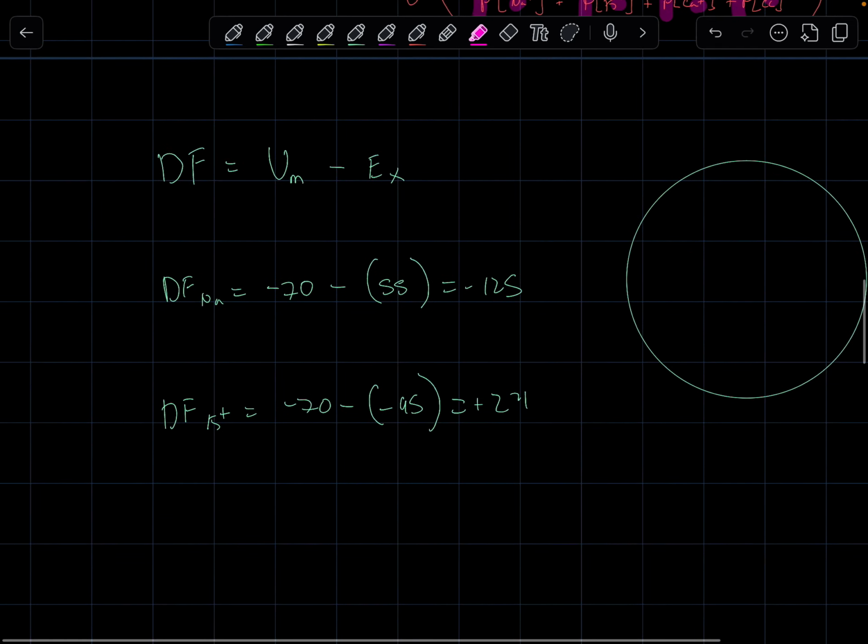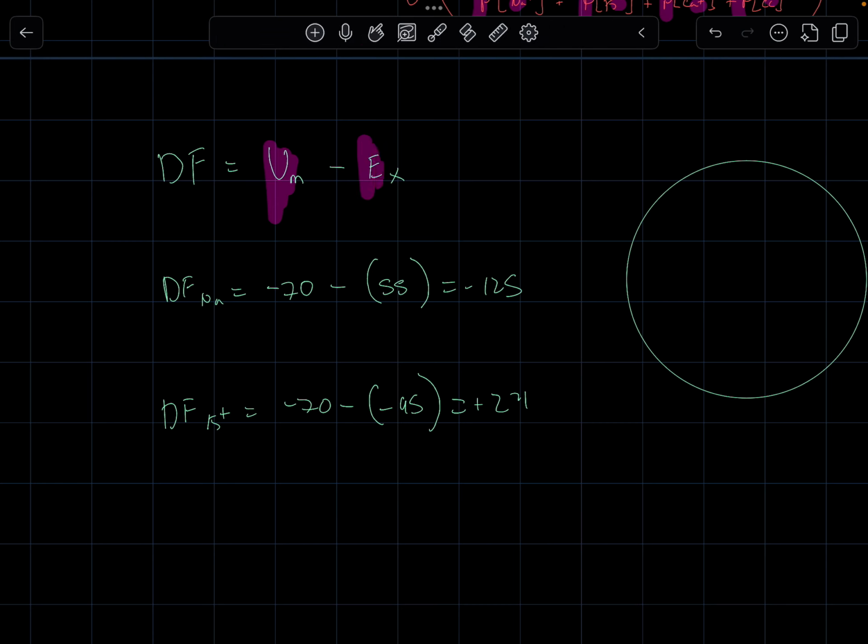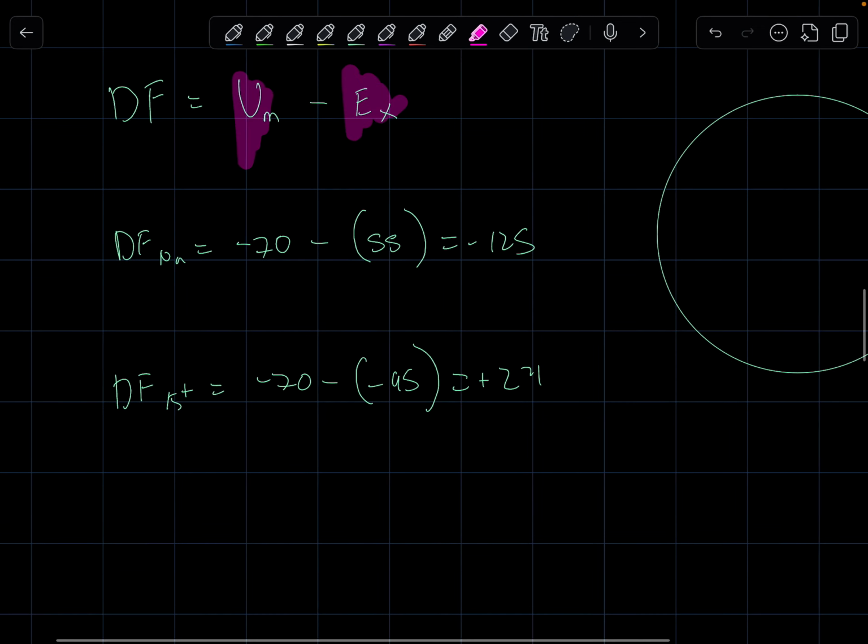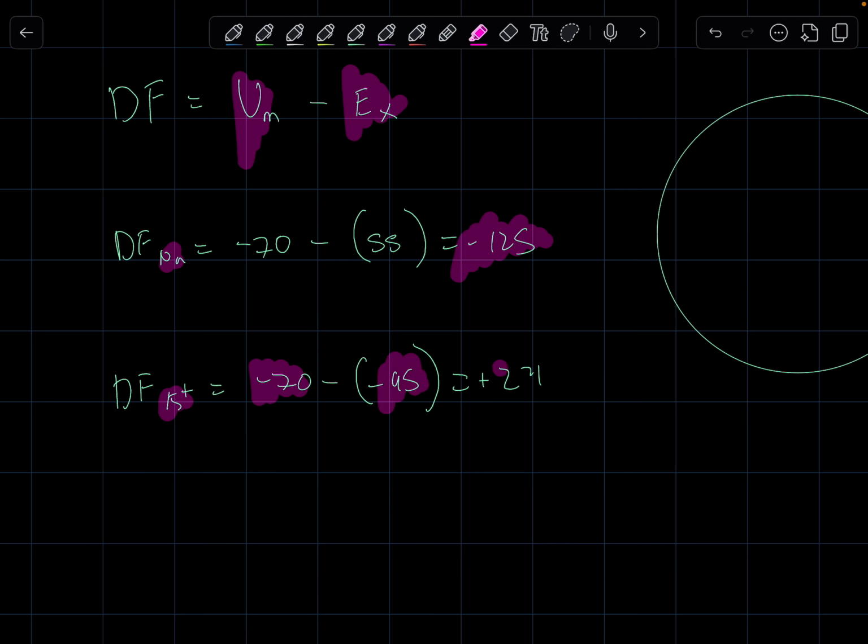We're going to tie that into driving force really fast. Driving force is the resting membrane potential minus the equilibrium potential that we just calculated for one ion. We're going to take a closer look at sodium. So we take the resting membrane potential of negative 70 minus the 55, which gives us negative 125. And then for potassium, we get negative 70 minus the negative 95, which gives us plus 25.